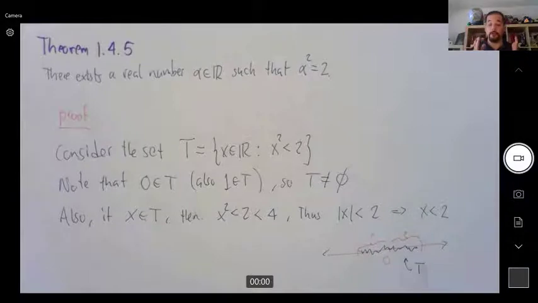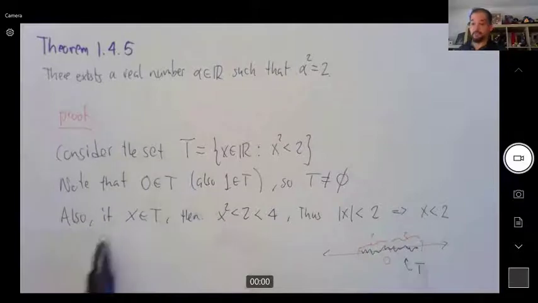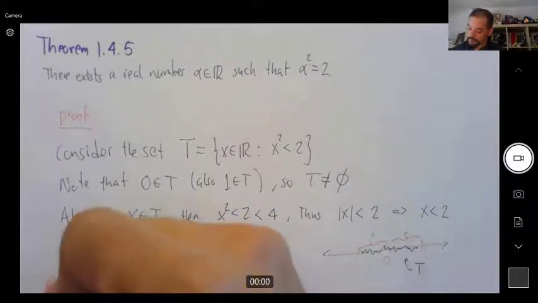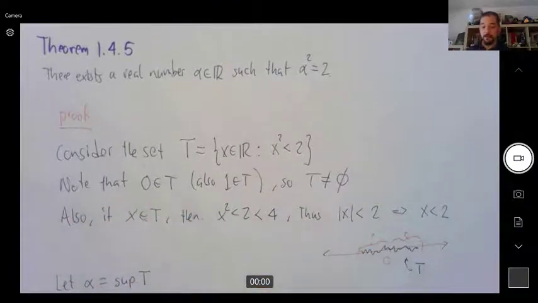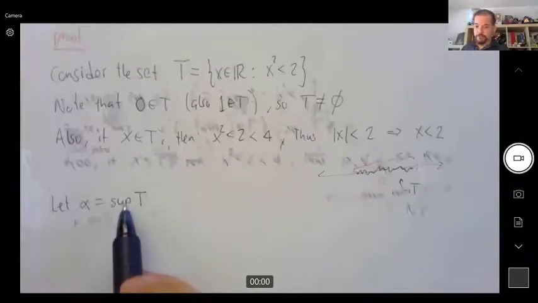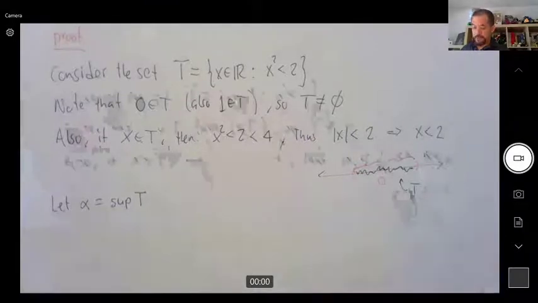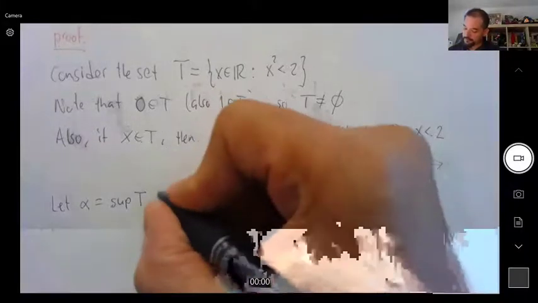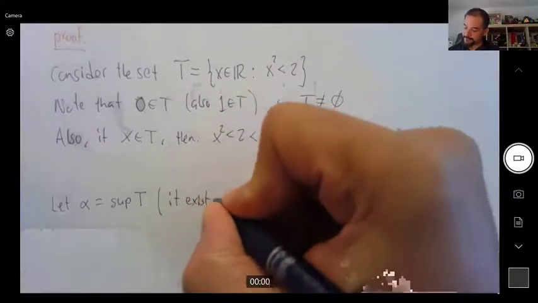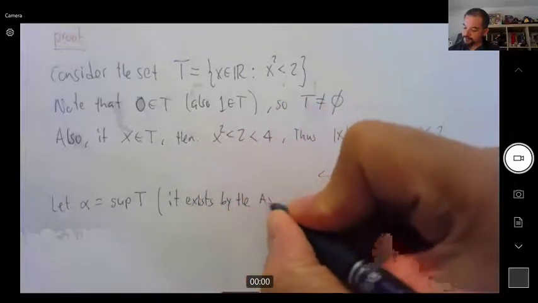Now, there may be better lower bounds or upper bounds, right? In fact, that's the point where we're going with this. So we're going to talk now about the supremum. Because this set is non-empty and upper bounded, we can talk about its supremum. So let's give it a name. I'm going to call it alpha, because I'm under the strong suspicion that this is the number we need. So we define alpha to be the supremum of T, which exists because T is non-empty and upper bounded, by the axiom of completeness.